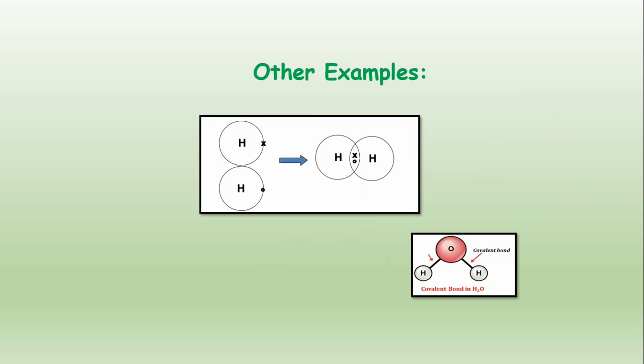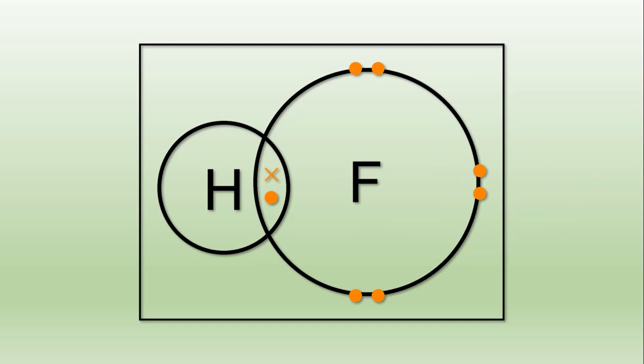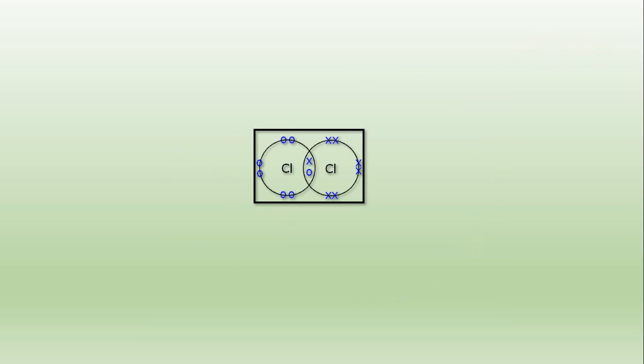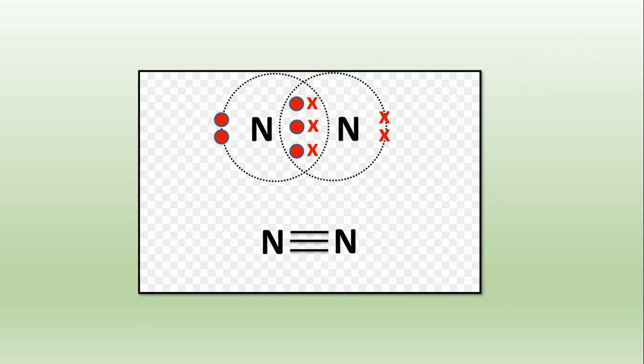Now these are the other examples, like hydrogen, which I have discussed. This is covalent bonding, and this is the molecule of water, and this is hydrogen fluoride, HF, a single covalent bond. 1 electron is being shared. This is chlorine, 1 electron is shared. This is called a single covalent bond. And the nitrogen molecule, which we have discussed already, has a triple covalent bond.